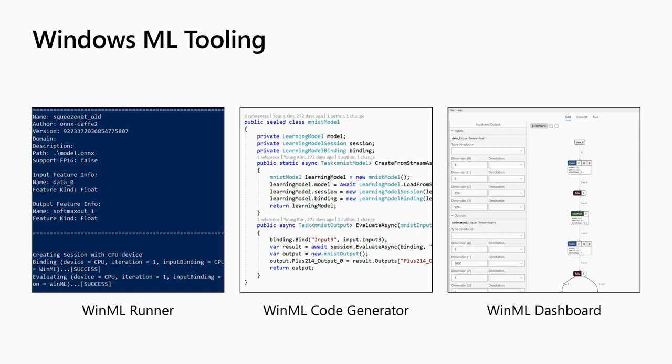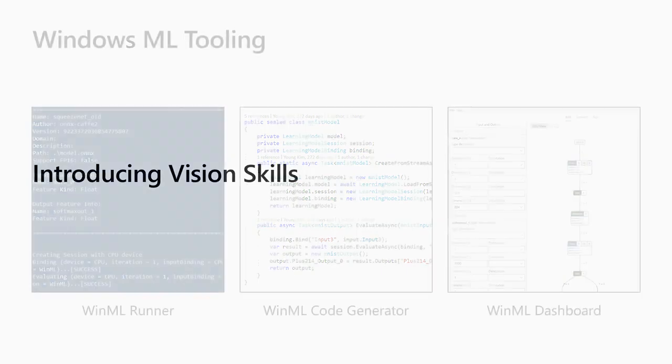All of these tools are designed to make it easy for you to get started with your own machine learning models and utilize Windows ML for inferencing. However, we've heard feedback from many of you that you're also interested in having pre-built functionality backed by machine learning models that's easy to integrate into your apps. And that's why I'm excited to introduce Windows Vision Skills. These are pre-built functionality for tackling common computer vision tasks and will help your app get up and running to harness the full power of Windows ML.